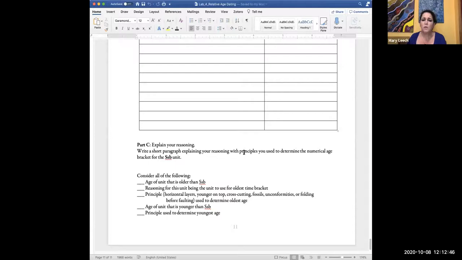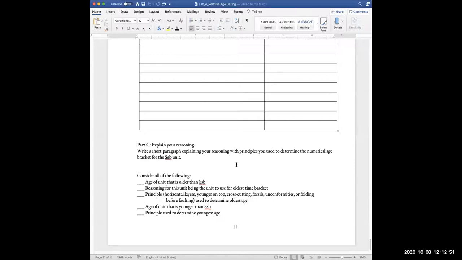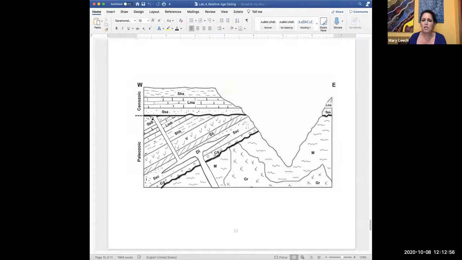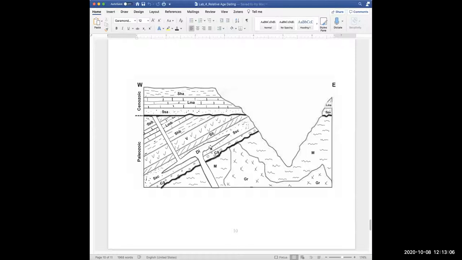And the principles are what we've learned at the beginning of the lab, right? Totally. You're using cross-cutting relationships, original horizontality, superposition. You're using all of those.